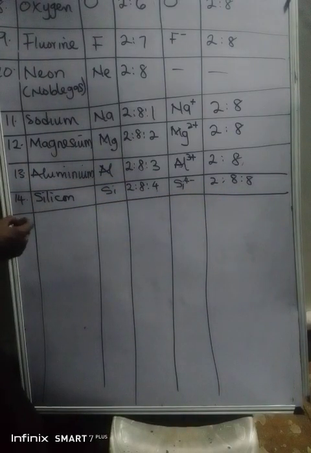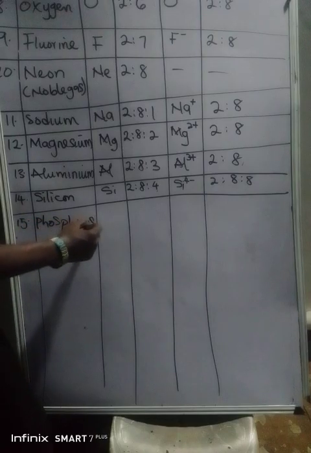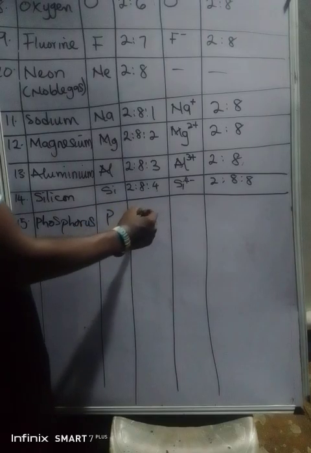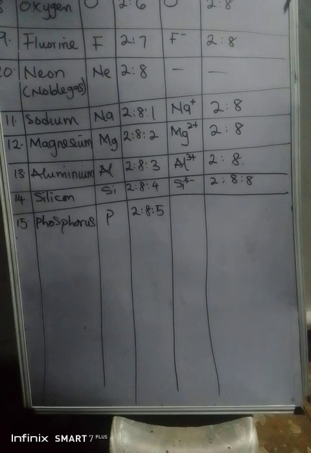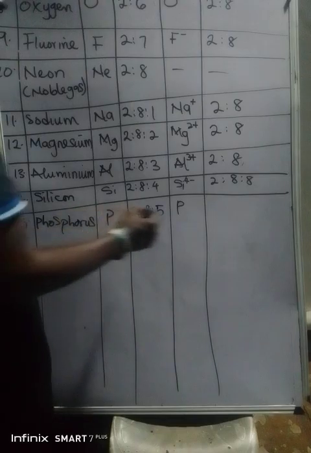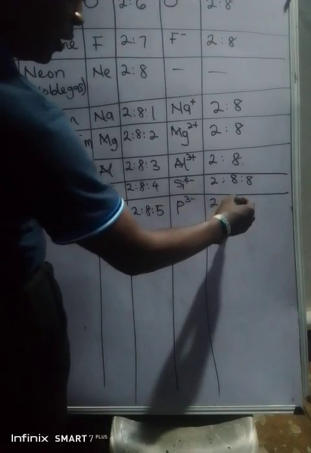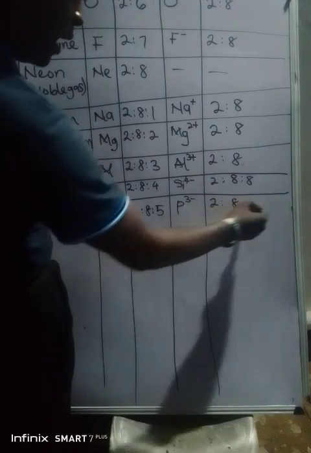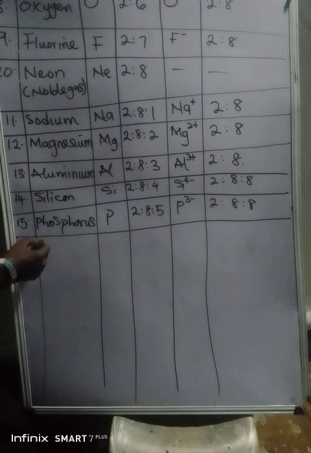Then number 15 now is phosphorus. Phosphorus is P. That's 2, 8, 5. So what is now going to be the symbol of the ion? P what? P 3 minus. The minus will be behind. Configuration will now be 2, 8, another 8 after adding 3 to the 5. Is that so? So number 16 is sulfur.